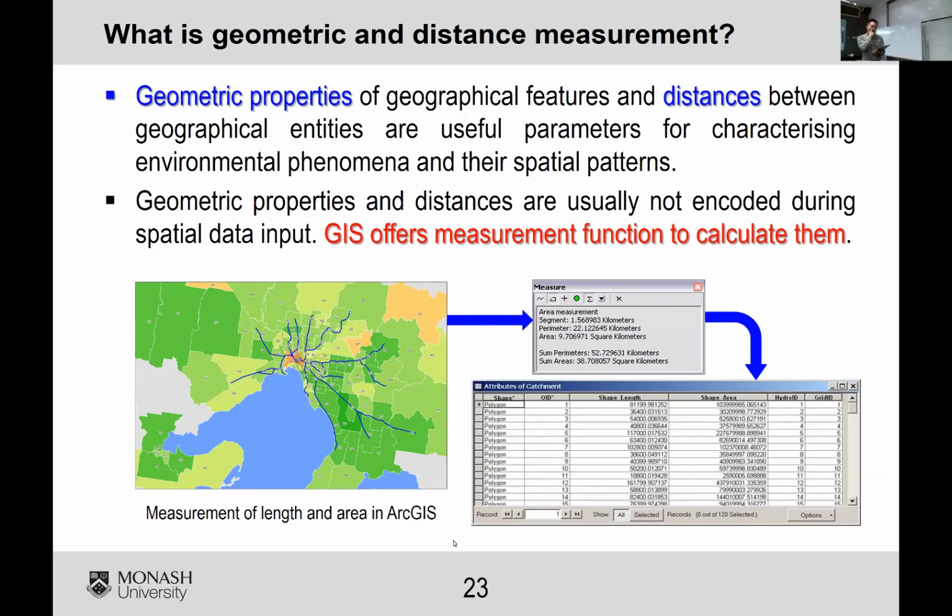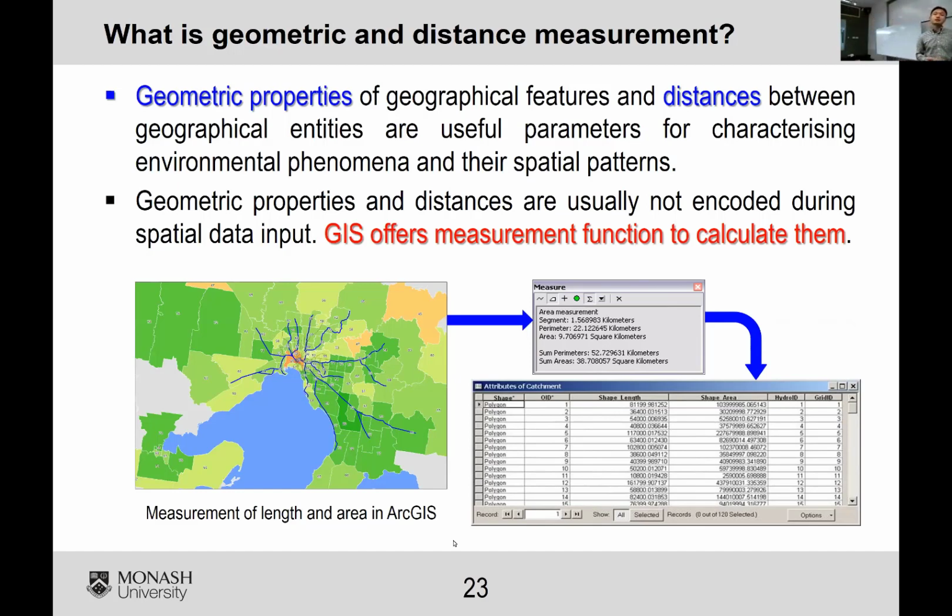Now we're going to talk about geometric property and geometric distance measurement. It may be a surprise to you that for spatial data, we actually don't have some geometric property embedded in the data. As we know, vector data is defined by points for the point feature and the vertices for the polyline and polygon features, right?